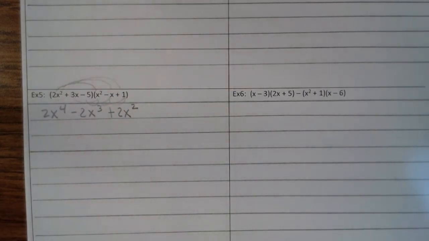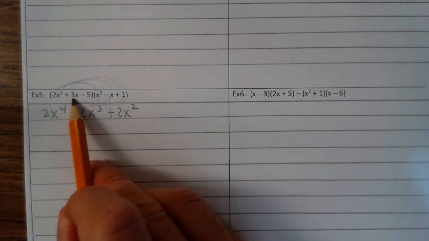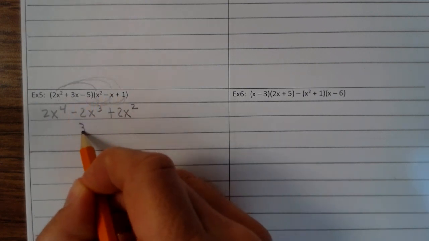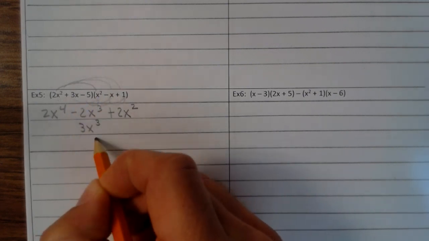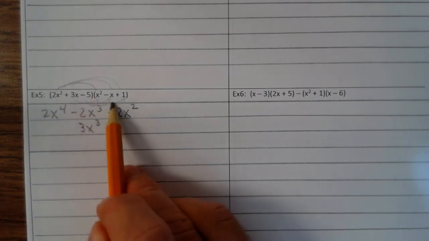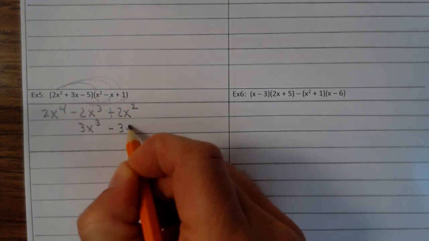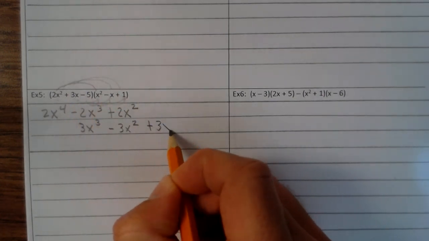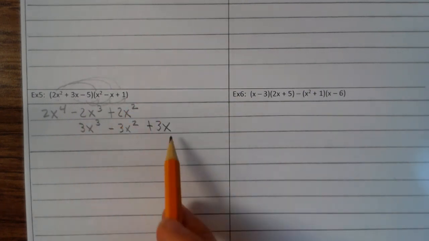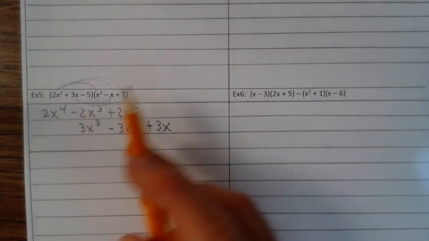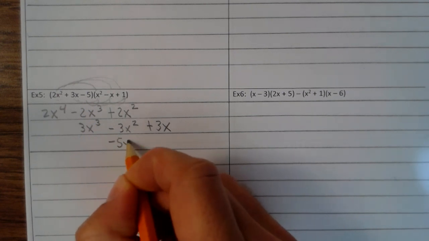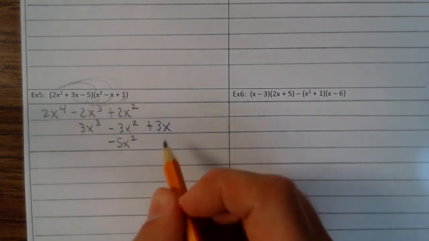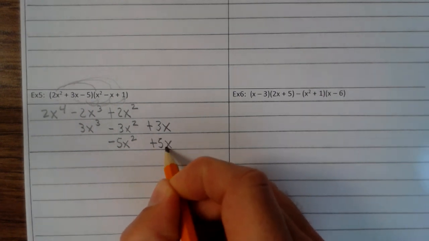Now I'm going to do something a little different in this one, and I'm going to line up like terms, and I'm going to combine things vertically. So 3x times x squared is 3x cubed. Notice how I'm putting the cubed in the cubed column. 3x times negative x is negative 3x squared. And 3x times 1 is plus 3x. Notice how I'm lining up the cubes, the x squared, and the x's. Okay. Now, negative 5 times x squared is negative 5x squared. Negative 5 times x is a plus 5x. And then negative 5 times 1 is minus 5.